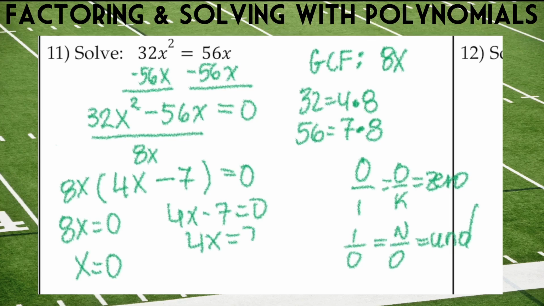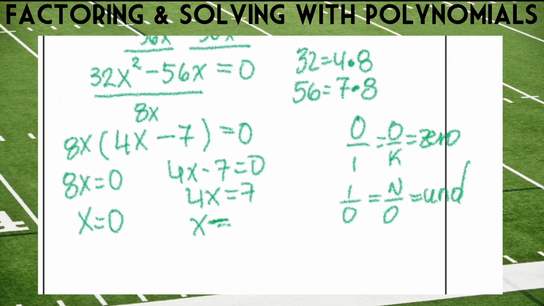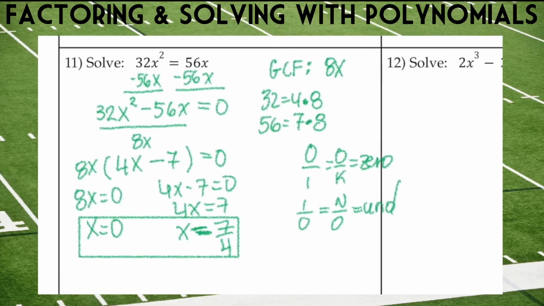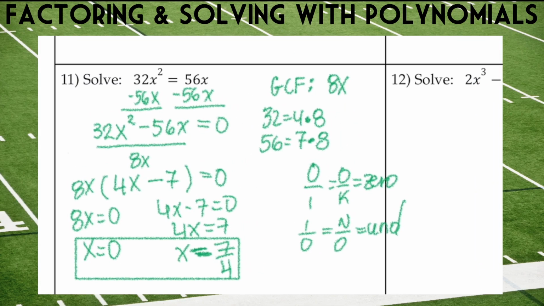4x adds 7, so 4x is 7. So x is equal to 7 over 4. And there you go. We got 2 answers, 0 and 7 over 4. We used GCF. And then we did our zero product property. And we got 2 answers, 0 and 7 over 4.